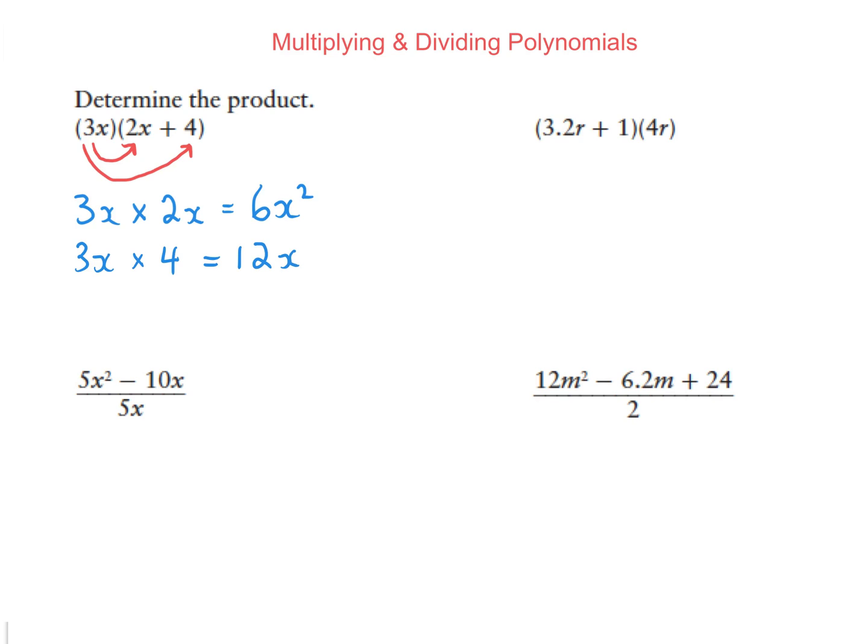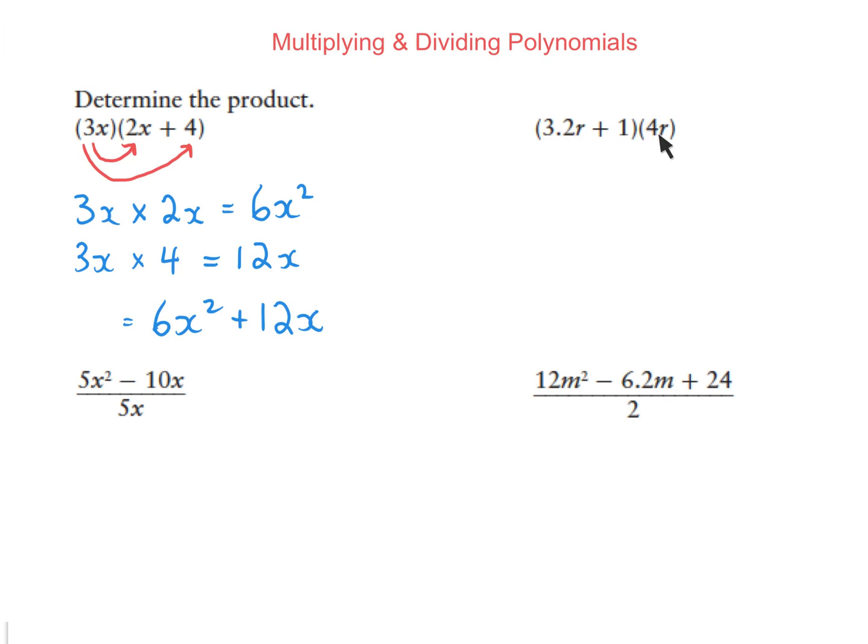Now, these are both positive, so all I'm going to do is write them side by side, this one first and this one after it. So the answer is 6x squared. Now is it going to be plus or minus? This is positive, so I just put plus. Plus 12x. And there you go. That's the answer when we multiply this monomial by that binomial. We get 6x squared plus 12x.